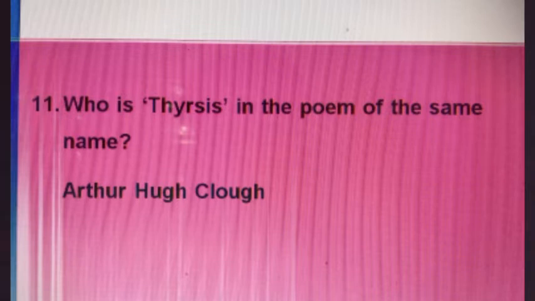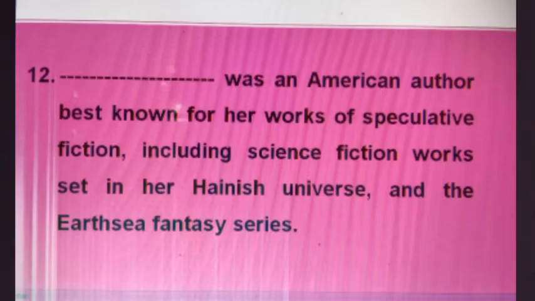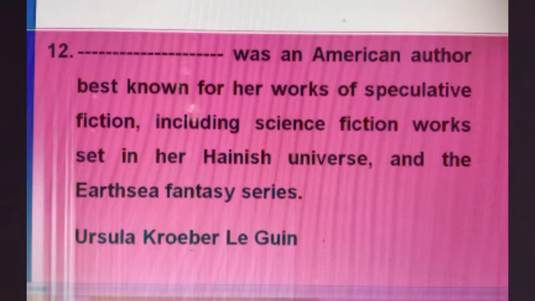Now question number 12. Dash was an American author best known for her works of speculative fiction, including science fiction works set in her Hainish universe and the Earthsea fantasy series. Answer: Ursula K. Le Guin. Dash was an American author best known for her works of speculative fiction, including science fiction works set in her Hainish universe and the Earthsea fantasy series. Ursula K. Le Guin.